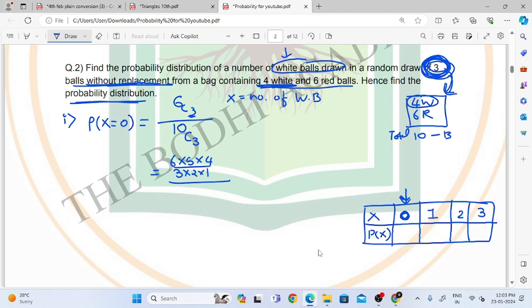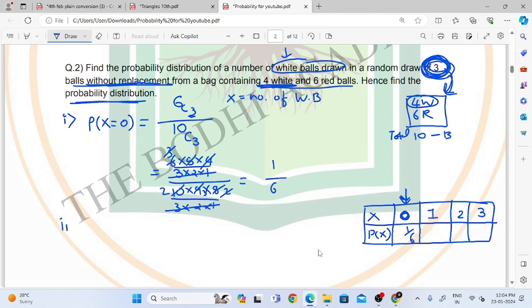And in the denominator 10C3 means 10 into 9 into 8, again divided by 3 into 2 into 1. The denominator is equal for both cases, so 3 into 2 into 1 will get cancelled. Then just solve this. 4 2s are 8, 2 3s are 6, 3 3s are 9, and 5 2s are 10. So in the numerator nothing will remain, and we get 1 upon 6. So the probability of getting 0 white balls is 1 upon 6.